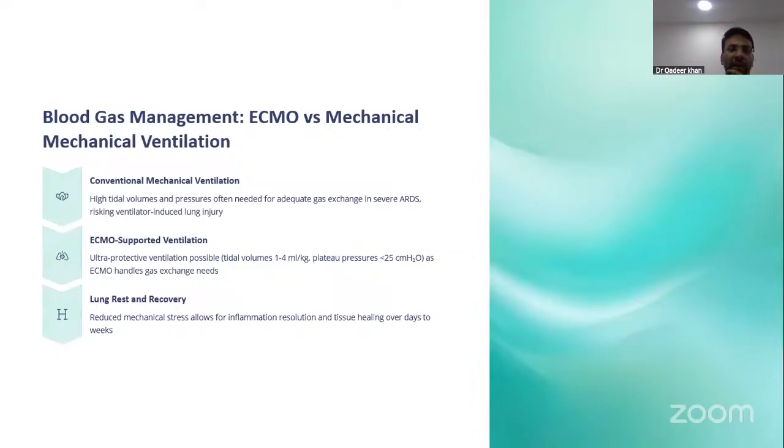So, ECMO versus mechanical ventilation. When your normal mechanical ventilation strategies did not help in improving, that's when we put the patient on ECMO. And the main concept of putting a patient on ECMO is to provide lung rest and recovery. And the same thing happens in VA ECMO, wherein you do not increase the afterload by just maintaining a blood flow. You have to provide cardiac rest also.